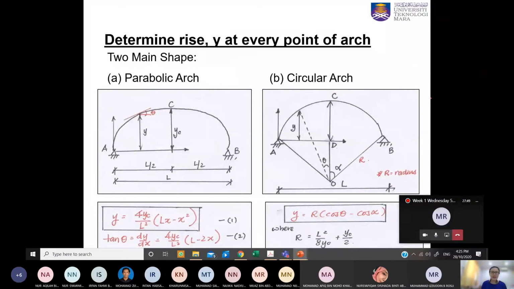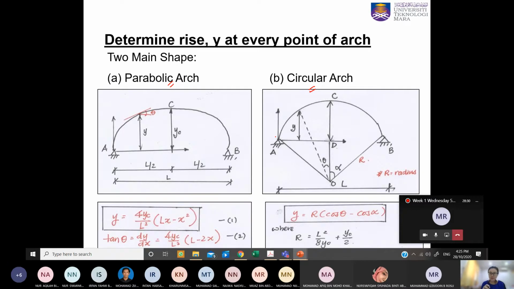Okay, so now we have two names for the arch. Actually they are both three-hinge arches. Only the shape of the arch is categorized or named differently. One is a parabolic arch, where you have a parabolic shape. And the other one is a circular arch, where if you draw it with this radius all the way, you get a full circle.